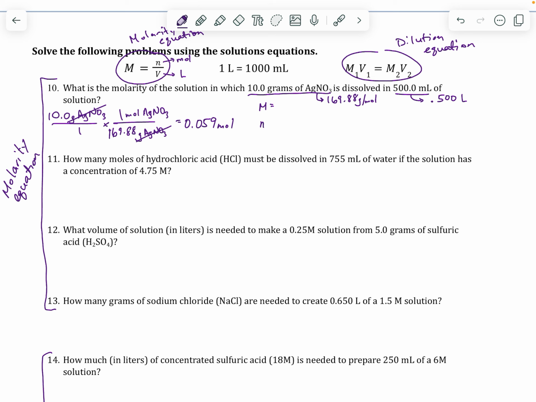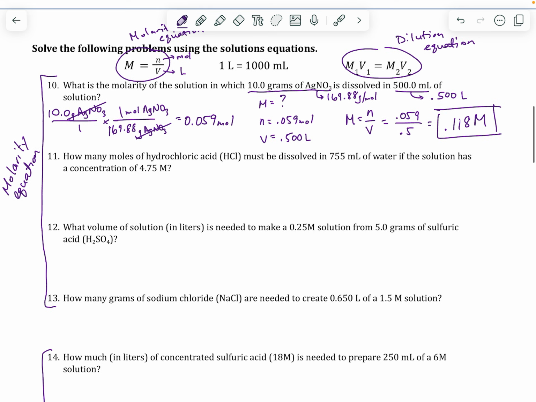And so now that we've converted, we can set up our little inventory here. So we have M, we have N, we have V. M is what we're looking for. N is 0.059 moles. Volume is 0.5 liters. And then we go through and solve. So our equation here is molarity equals moles divided by volume. And we have 0.059 divided by 0.5. And that should give us a value of 0.118 molar.